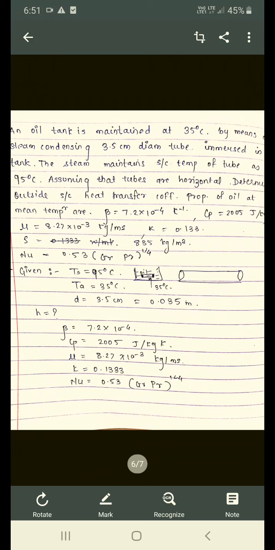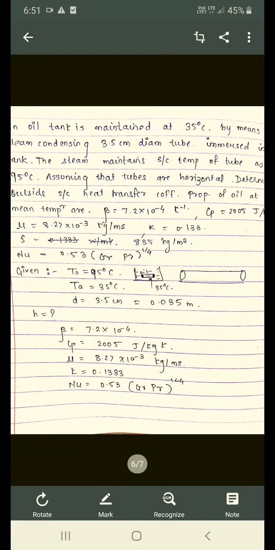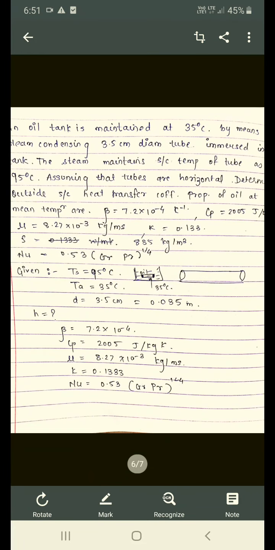and the empirical relation is Nu equal to 0.53 (GR PR) raised to 1 by 4. So the surface temperature of the tube, Ts, is 95 degrees Celsius. Ta, which in the atmosphere is the surrounding, here is oil, so the oil temperature is 35, and that will act as the surrounding temperature, Ta. So Ts and Ta we know. The diameter of the tube is 3.5 centimeter, so converting this into meter, 0.035 meter. We are supposed to calculate the heat transfer coefficient H and the total heat transferred.